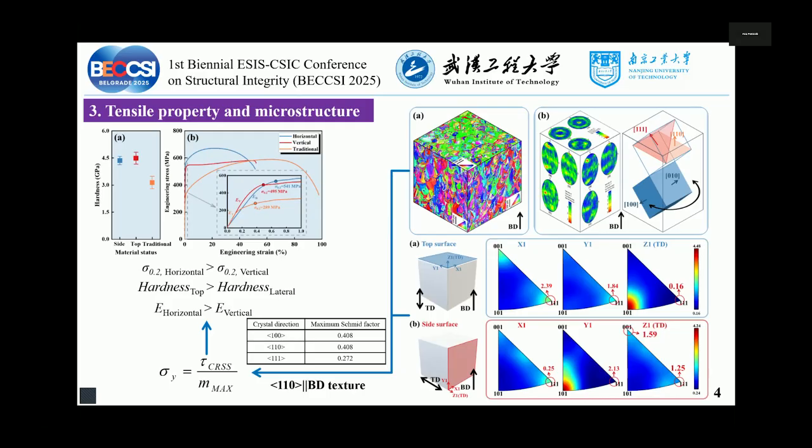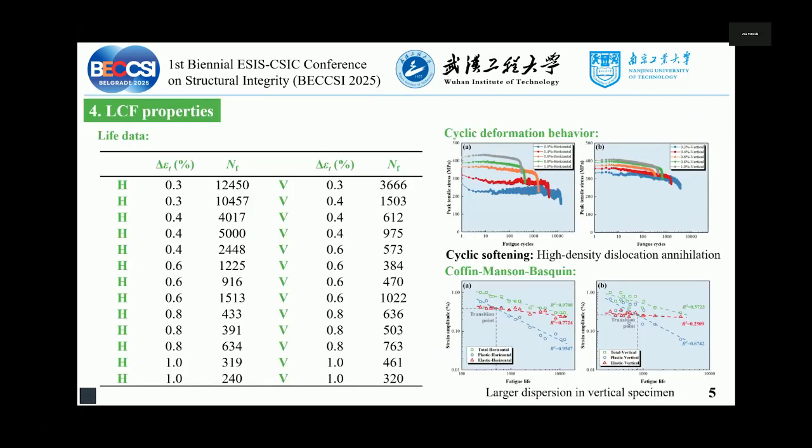We use the EBSD mode to characterize the grain morphology and the texture direction. We have found obvious texture in the as-built materials. The 110 direction is parallel with our building direction, and this texture leads to the difference in tensile property. Okay, next is about the LCF property.